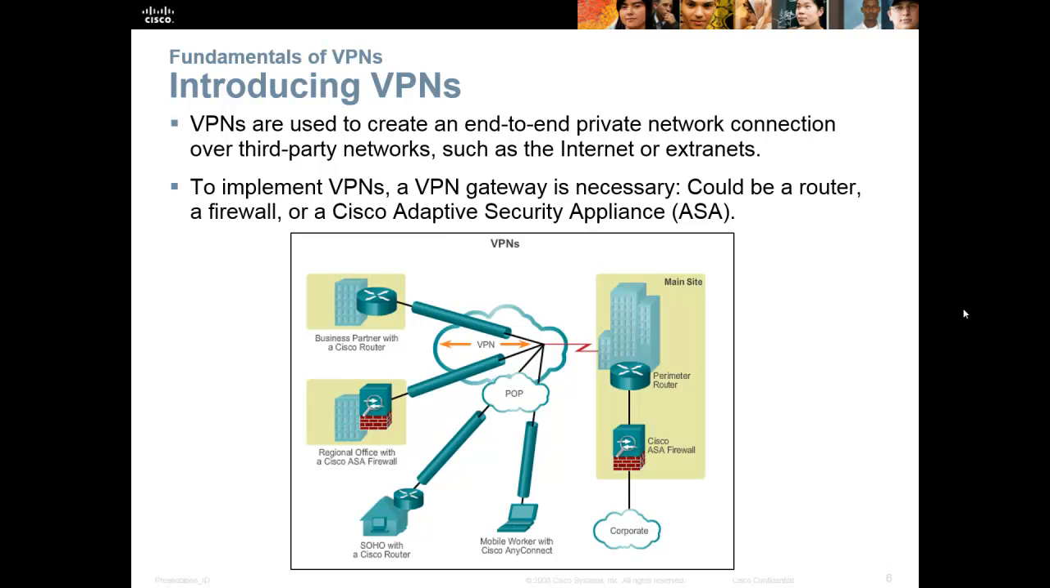And you can create VPNs with a lot of different hardware. You can do it with routers, you can do it with firewalls, although Cisco's firewalls are ASAs, adaptive security appliances. But a lot of different stuff. I occasionally do see people with a router at their perimeter instead of a firewall. Personally, I'm not a fan of that, but to each their own.